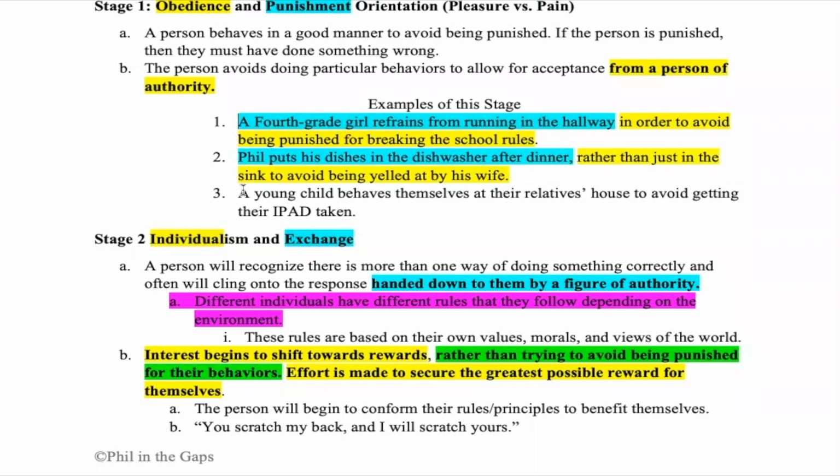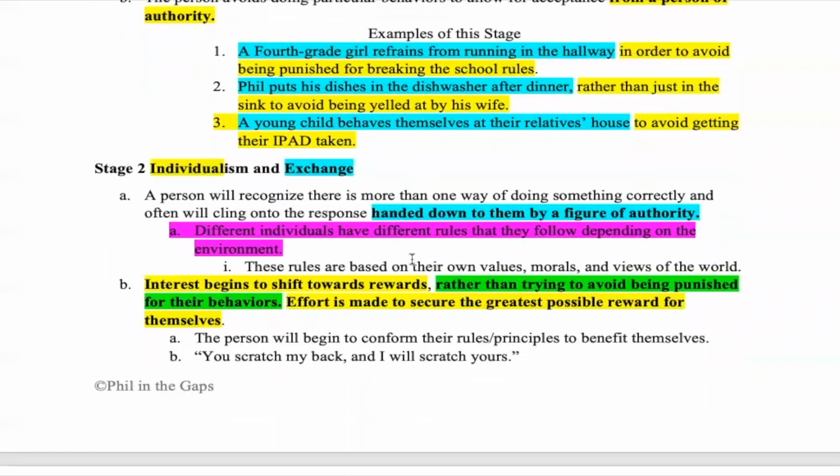And a young child behaves at their relative's house, not because they want to. In obedience and punishment orientation, it's like, man, I don't want to be punished. Individualism in exchange, they're like, man, if I behave myself at my relative's house, I may get McDonald's. I may get to have a friend come over, whatever that looks like. So individualism in exchange, they're starting to come up with a barter system of, I'll do something, but I better have a reward after it. Obedience and punishment orientation is, I'm going to be obedient because I'm not going to get punished. I know what that feels like. Individualism in exchange is, I'll give up a little bit of my individuality, but I better get something in exchange.